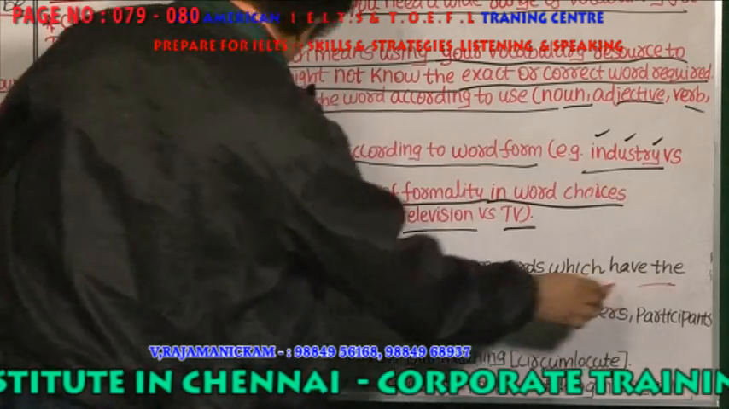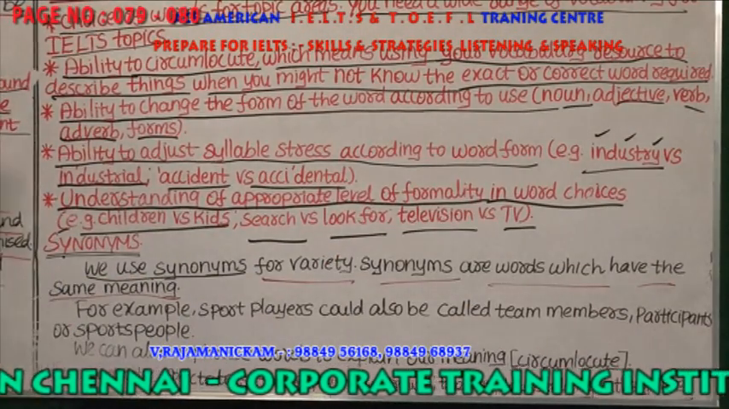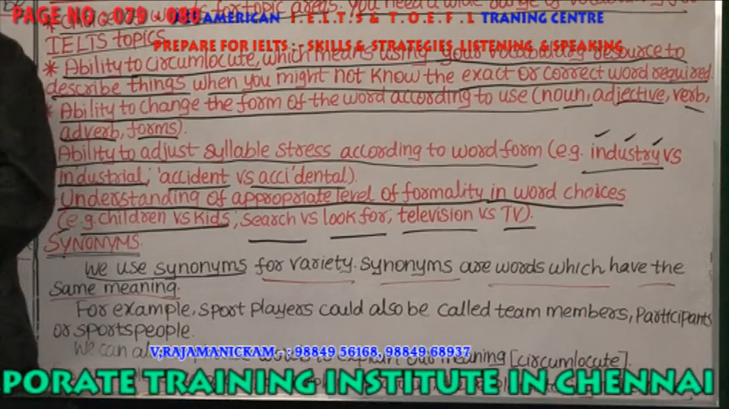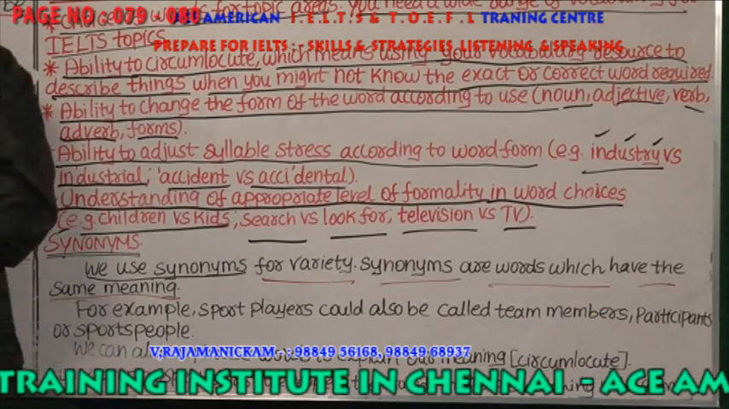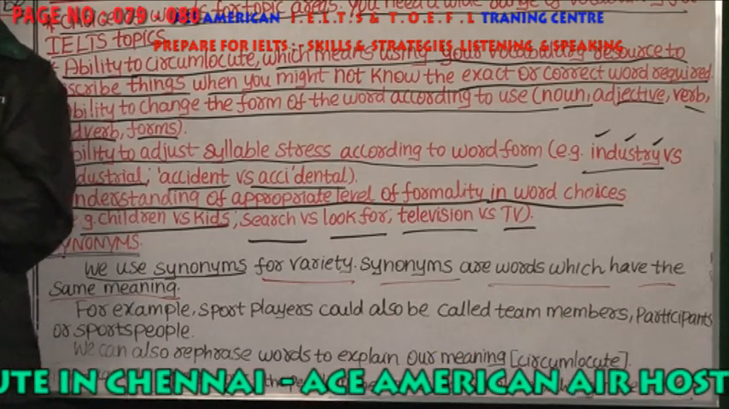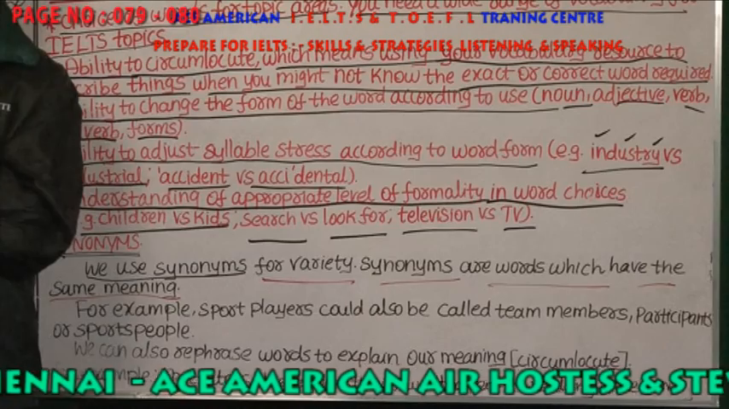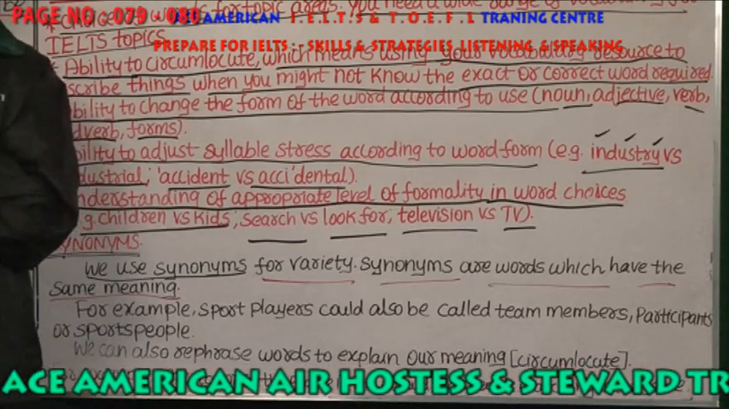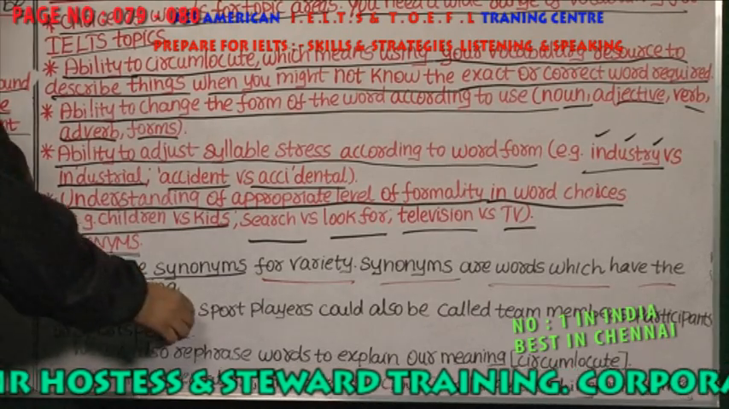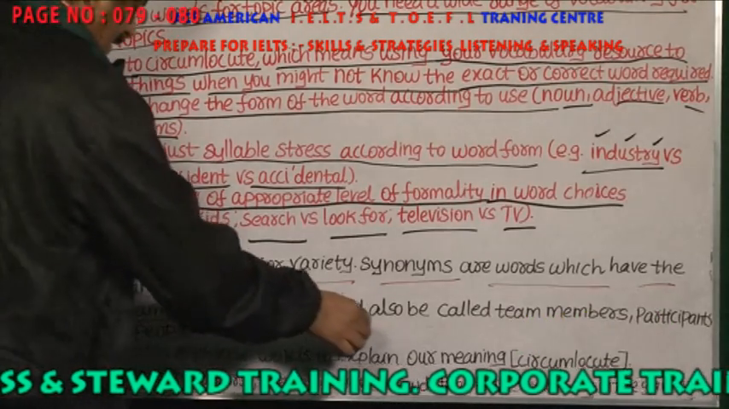Now coming here, for example, sport players could also be called team members. You can call sport players also members, right? Sport players or team members, participants or sports people. We can also rephrase words to explain our meaning. Rephrase means what? Change the wording.